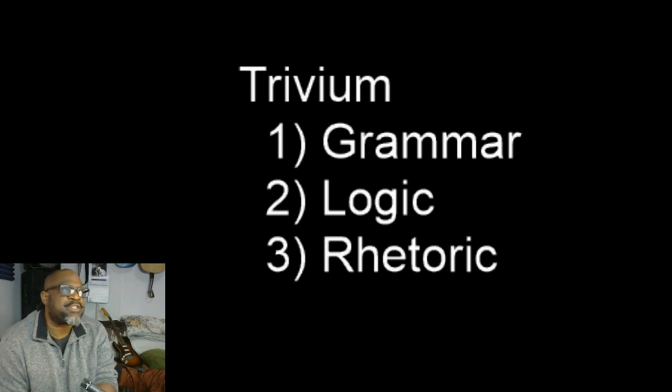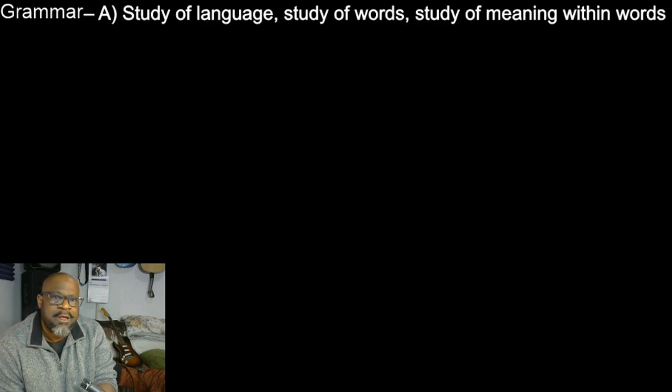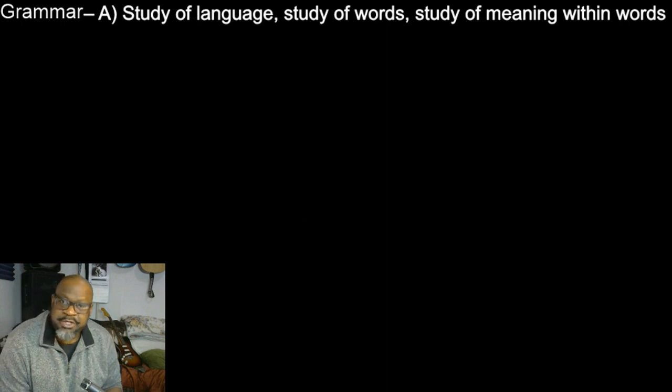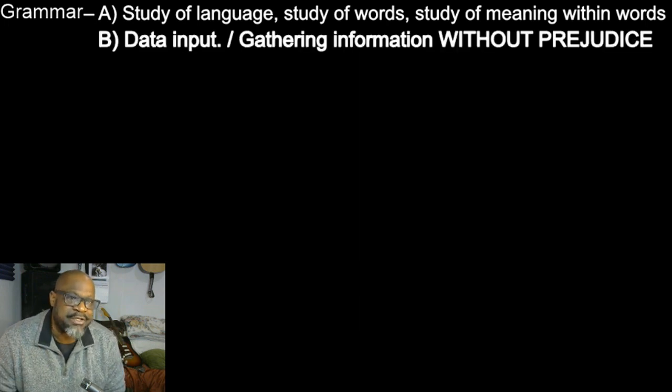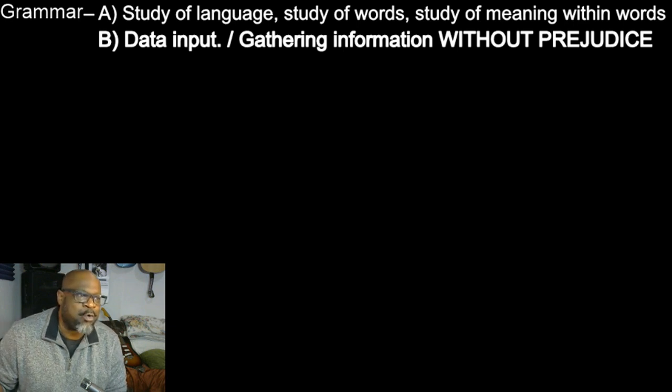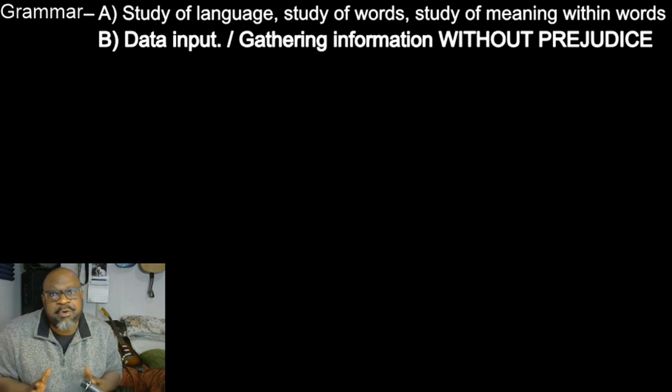As we discuss the trivium, it's important to understand that each one of the three subjects within the group represents not only its corresponding definition as an academic field of study, but more importantly, each represents a critical step in a systematic process. Grammar, a study of language, a study of words, a study of the meaning within words. Its secondary definition, however, is the first step in the critical thinking process, and that is data input, gathering information without prejudice. In this step, we approach any new subject as if we don't know anything.